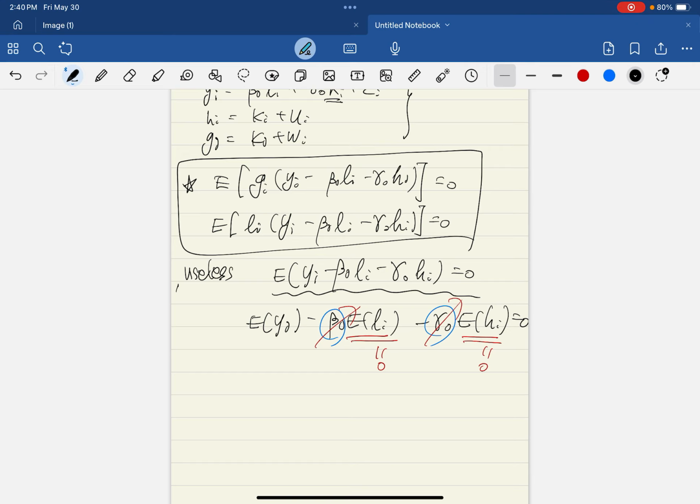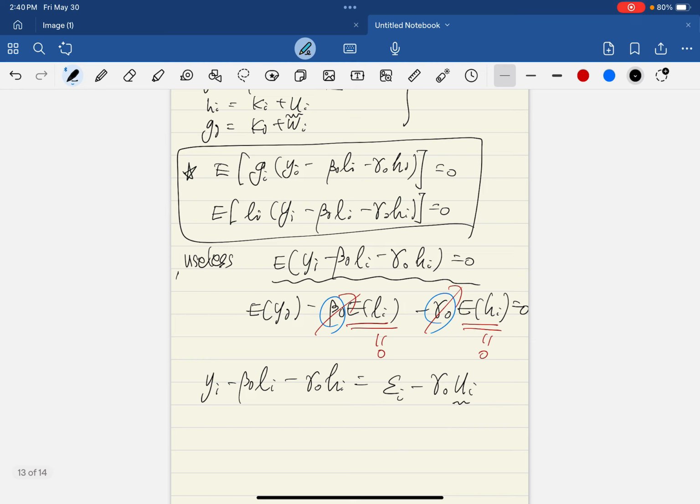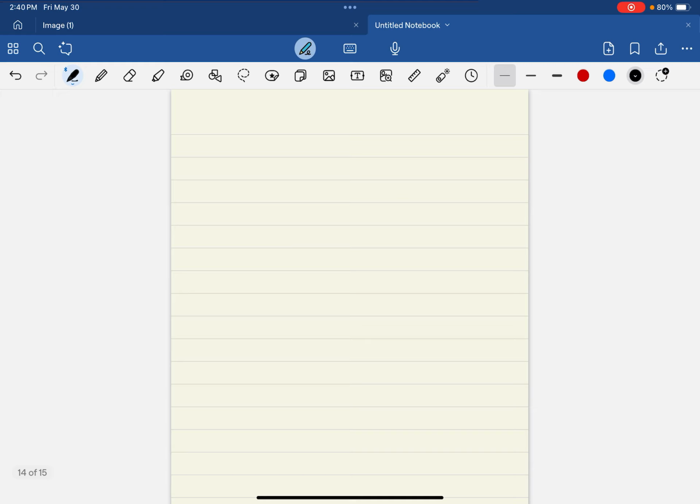And how do we prove that? First, we already proved in the previous part that it is this one, okay? This ui is the measurement error in H. We have to consider this one, and I will plug this into this and this. Then another page. It is easy.